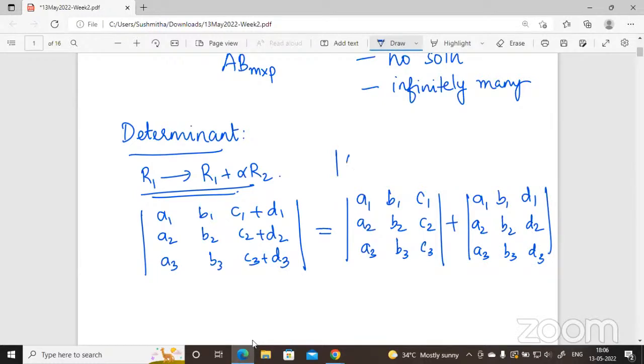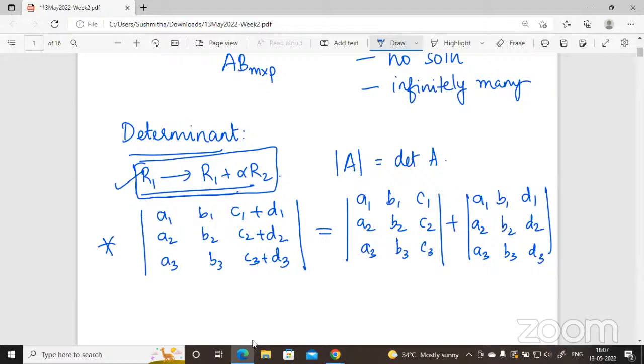So when I write two vertical lines, it means determinant of that matrix. This is a property of determinant, because of which the determinant does not change by this operation. You can actually expand and check that the determinants are equal in this case.